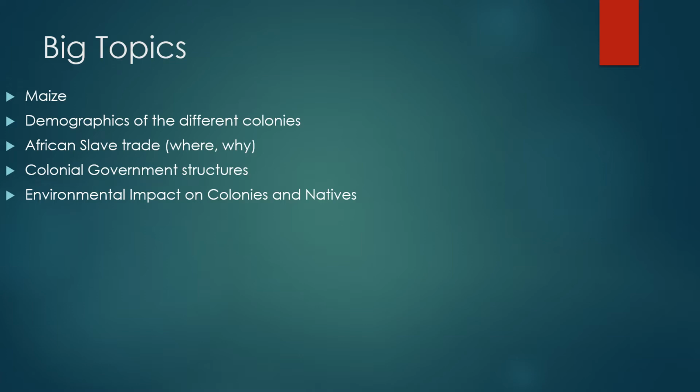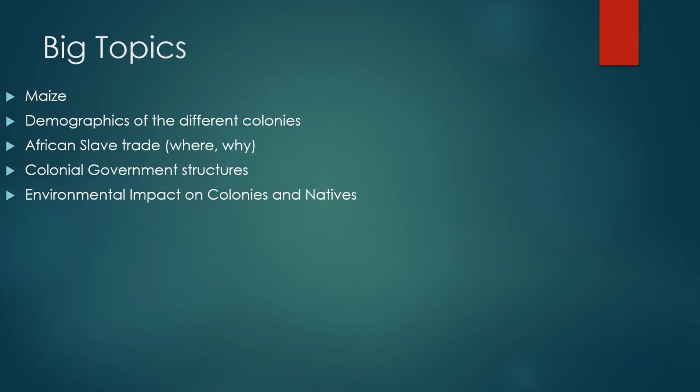So the first thing is maize. Basically, you need to understand what maize did in Native American societies. If you understand what maize did in Native American societies, then you should have a good understanding of what this question about maize is going to be asking you.